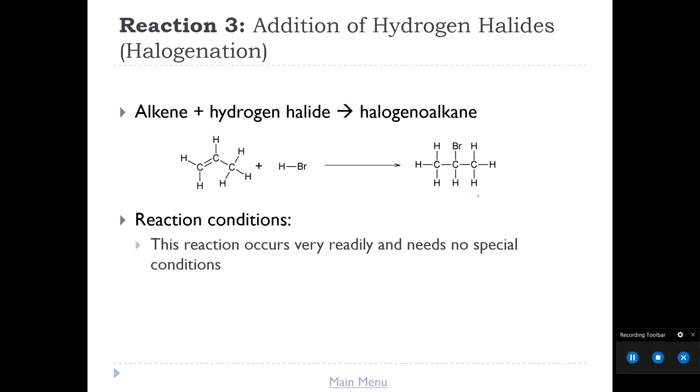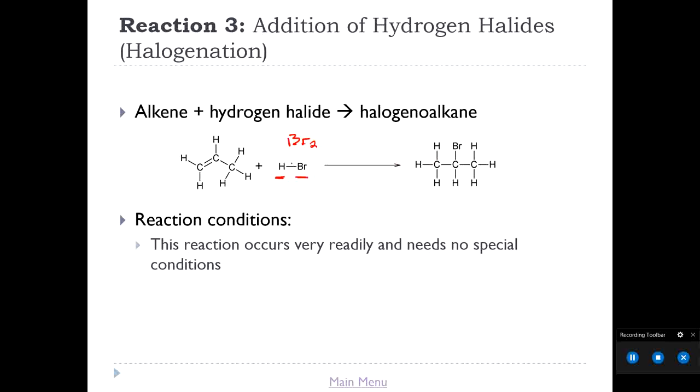The third reaction, very similar to the last, is the addition of a hydrogen halide. So it's still considered halogenation because we're adding a halogen. But in this case, instead of adding Br2 like we did in the last example, we're adding HBr. So the hydrogen will go to one side of the double bond, and the bromine will go to the other side. It's actually specific on which side it'll go to, but we aren't going to get into this until the more advanced part of the chapter.